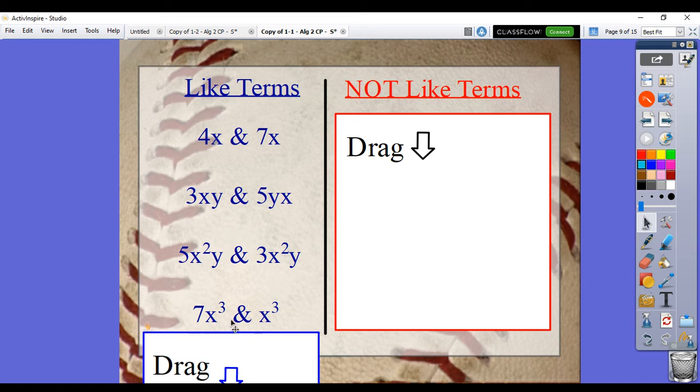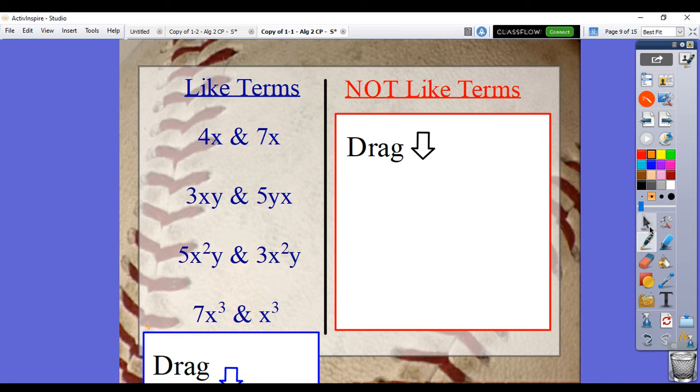7x cubed and x cubed are like terms because they both have x to the third power. In like terms, you need to have the same variable and the same exponent or power. So 7x cubed and 1x cubed are like terms, and you should know there's an invisible 1 over there.